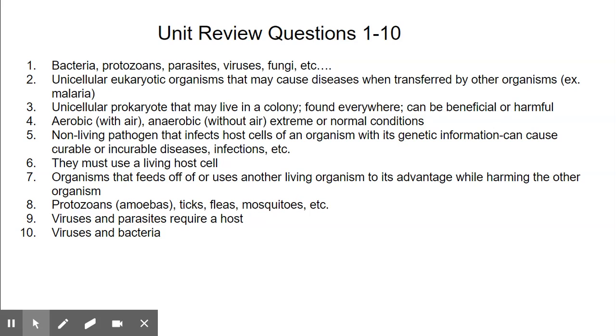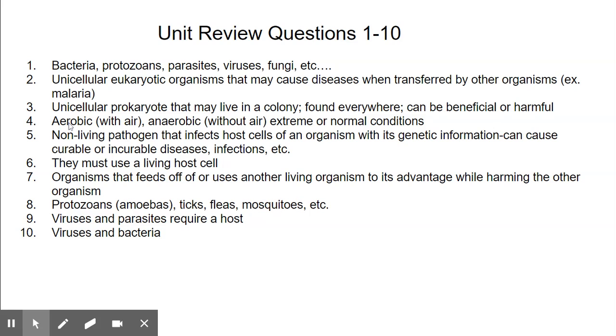Number 3, describe a bacterium. Bacterium is singular, bacteria is plural. Bacteria are unicellular prokaryotes. So pro means no nucleus, that may live in a colony found everywhere. They can be beneficial, as we know, or harmful. Okay, so remember the trick. Prokaryote means no nucleus. Eukaryotic organisms, eukaryotes, eu rhymes with do, which means they do have a nucleus.